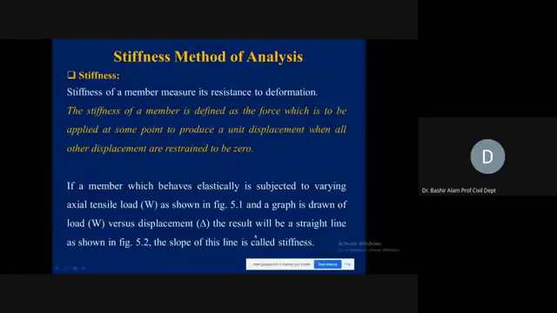This material is elastically behaving. As shown in figure 5.2, the slope of this line is called stiffness. So simply, the slope of this line is stiffness.